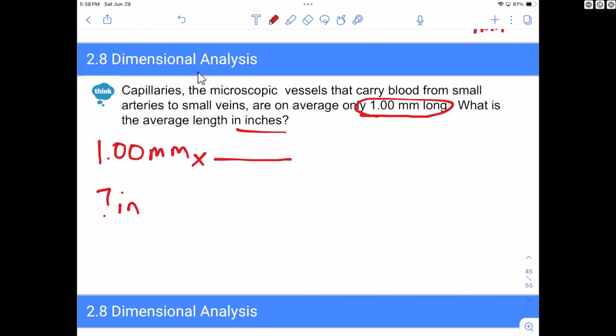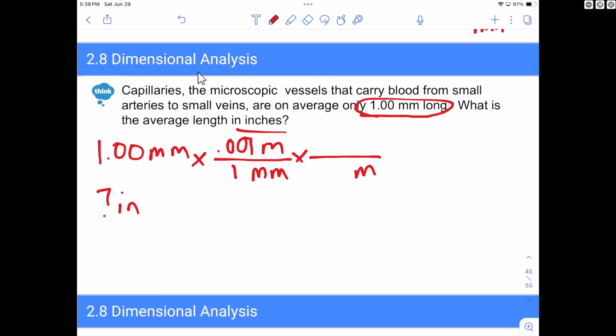Bottom of the next step, millimeters. I can knowingly convert millimeters to meters based off of our metric chart. One goes with the prefixed unit. We use the number on the right-hand side, so 0.001 meters here. I'm not done. Again, I've got to get to inches.